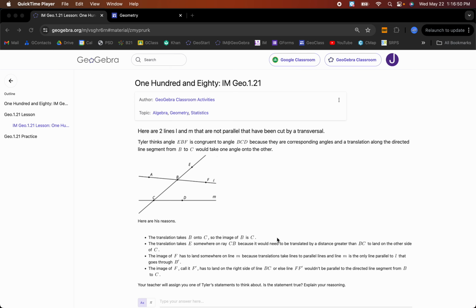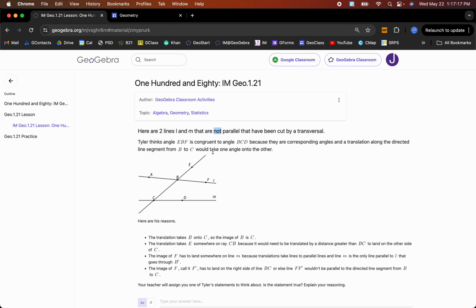Lesson 121. Here are two lines, L and M, that are not parallel, that have been cut by a transversal. Tyler thinks that angle EBF is congruent to angle BCD. This angle here and this angle here.